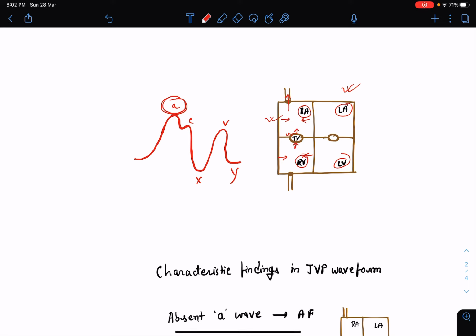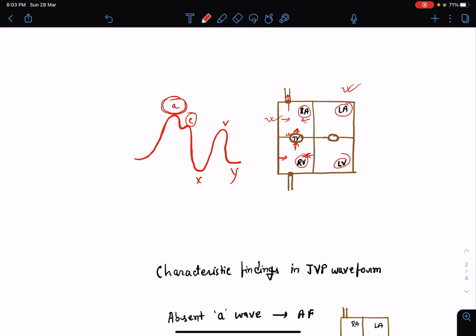Because of isovolumetric contraction of the right ventricle, there will be increased pressure in the right ventricle, which will push the tricuspid valve into the right atria. So bulging of the tricuspid valve into the right atria, thereby increasing the pressure in the right atria, which will again be reflected into the jugular venous pressure, giving rise to a positive wave, that is C wave.